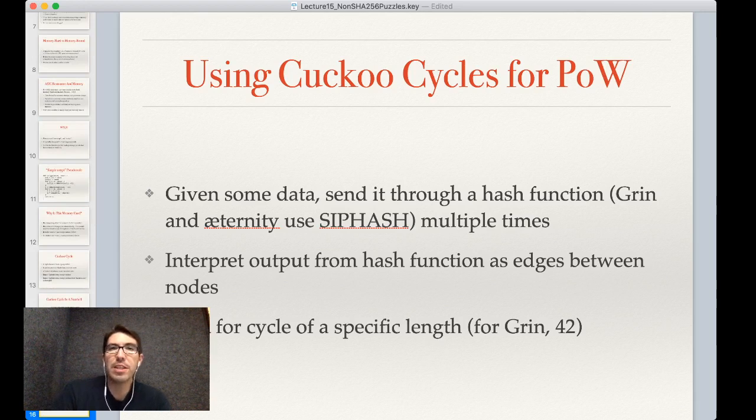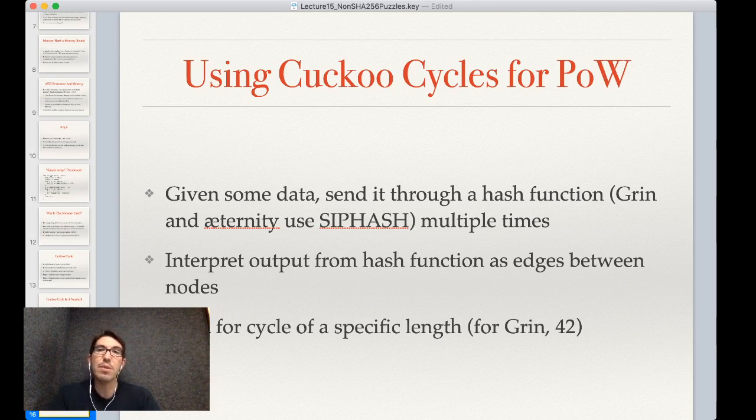So how could we use this for proof of work? Given some data, we're going to send it through a hash function, then interpret that output as edges between the nodes. So we have some very large number of nodes that we're going to have to store in memory, as well as the edges where they are, and then look for a cycle of a specific length. So for Grin, for instance, we're looking for a 42-element cycle.